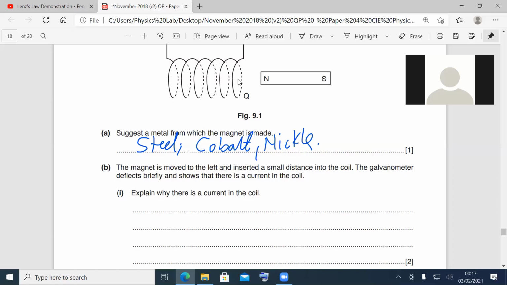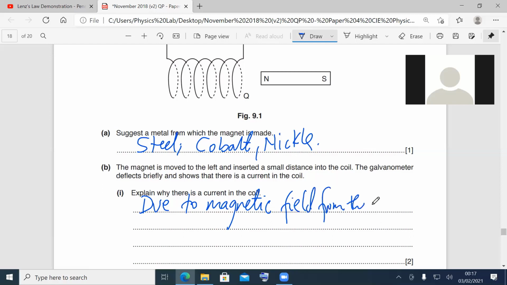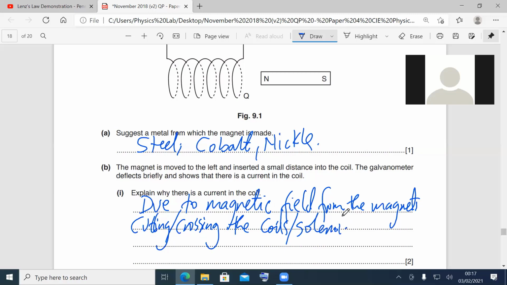So here we can say that due to the magnetic field from the magnet cutting, you can use cutting, you can use crossing, this means creating, cutting or crossing the coil or the solenoid. Okay, that is Roman 1.